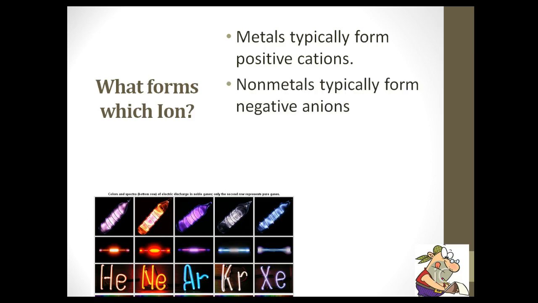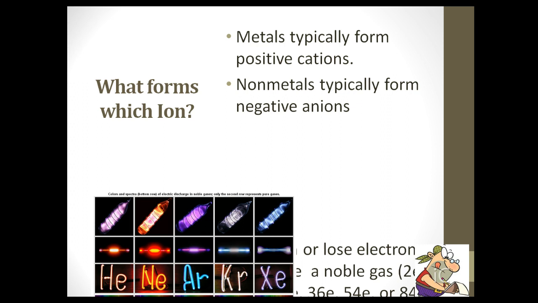Our nonmetals, the trend is typically the exact opposite. They're going to gain electrons and become negative anions. So they gain electrons, they gain negative charges, they become anions. We'll talk about why in a minute.